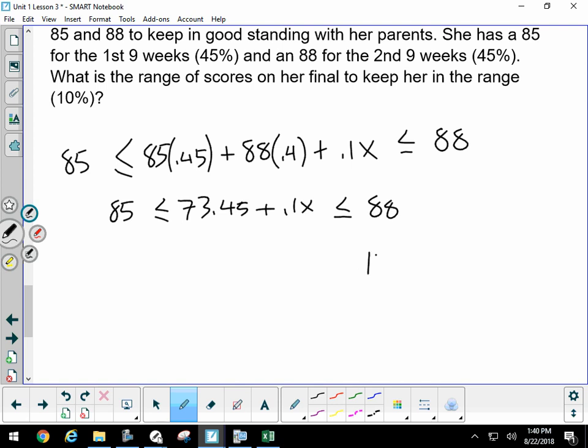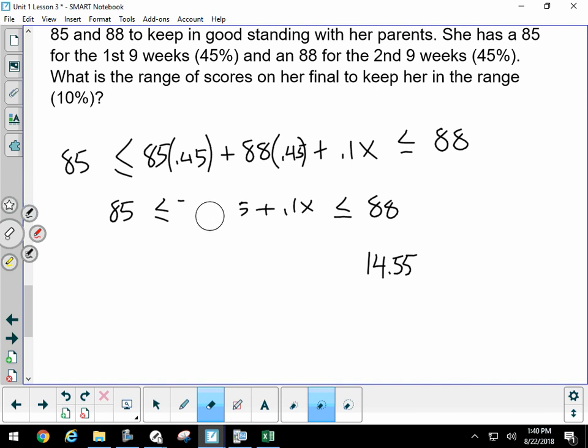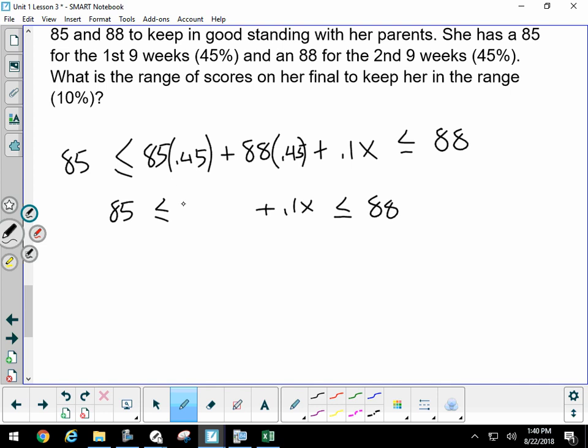I get 14.55. I made a mistake. This should be a 0.45. I don't know why I did that. That's 77.85. You can kind of see when your numbers look a little bit off, like, I probably made a mistake somewhere. So this is 77.85. Subtract that from 88, you get 10.15.